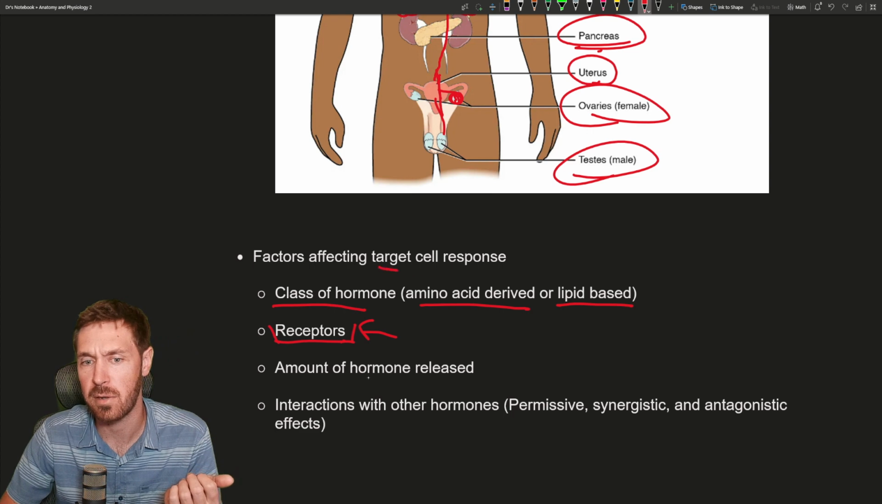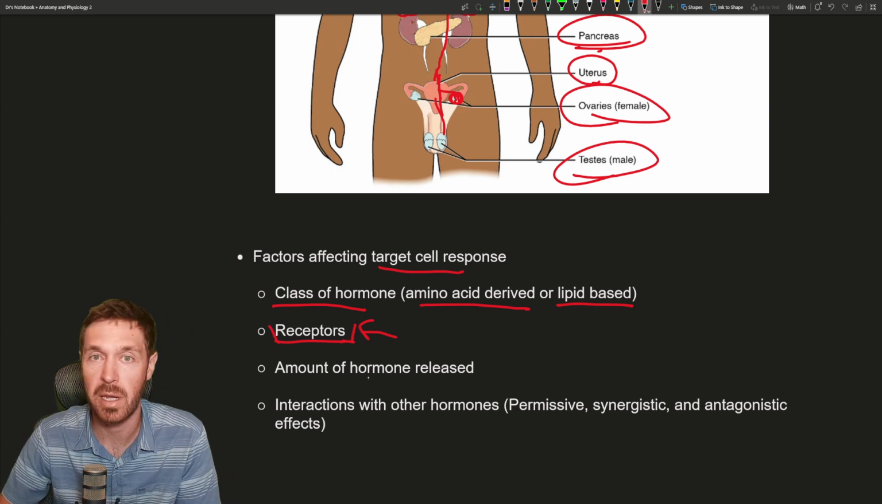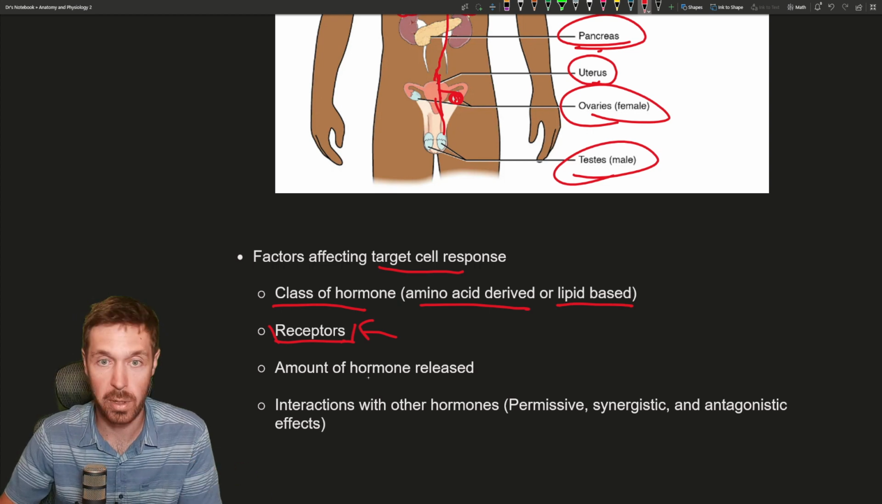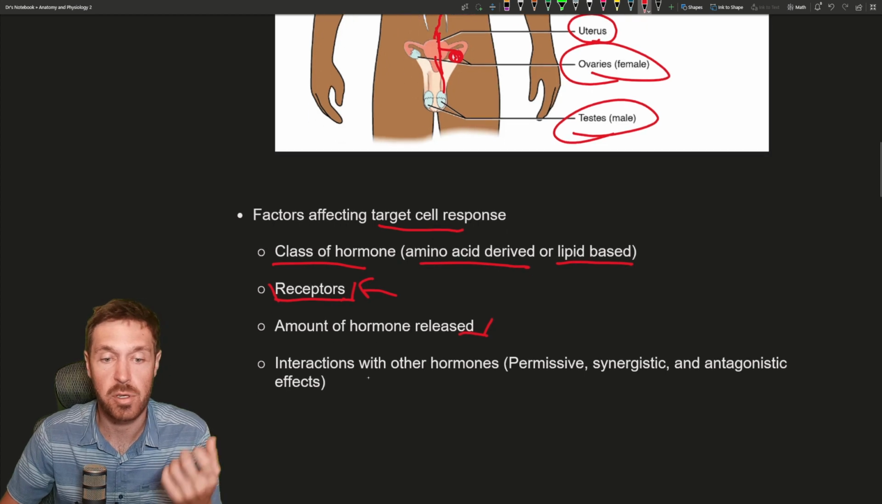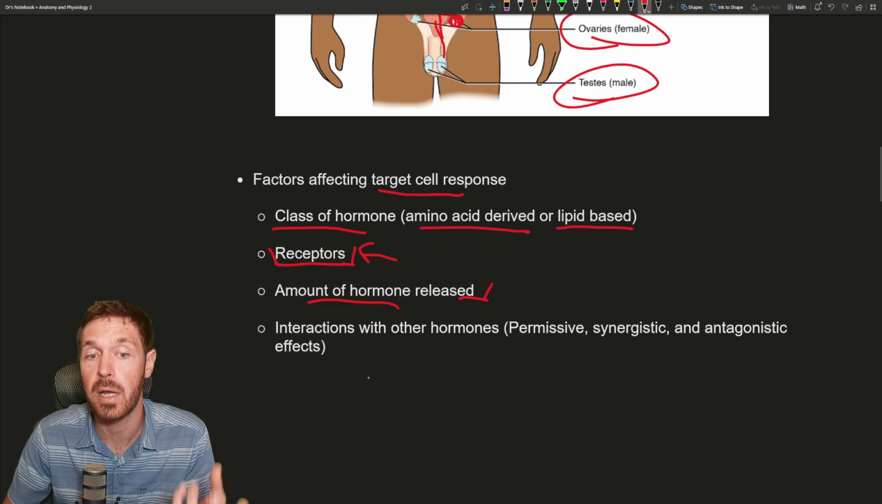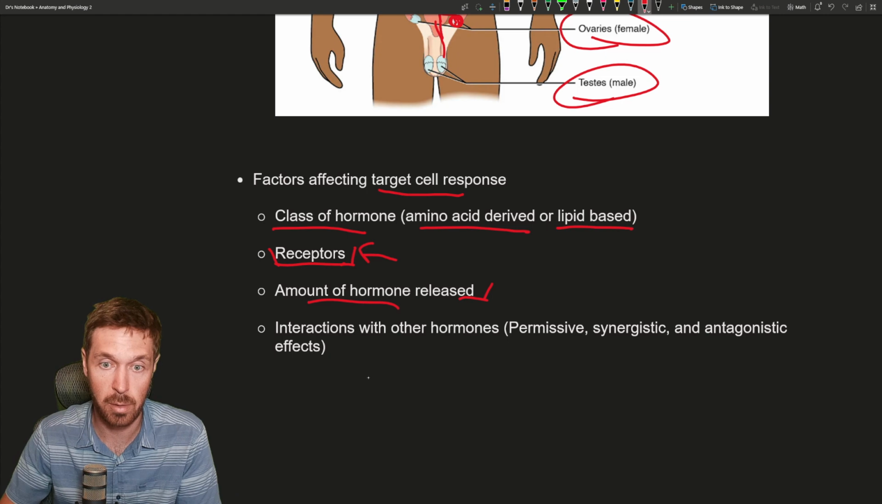Another thing that affects the target cell response is how many receptors it has. Say you don't release a ton of hormone, you can upregulate or downregulate the receptors on that target cell to make it more sensitive to that hormone. So you add more receptors, more likely to get a response. If you downregulate the receptors, you can shut down a response. And then you want to look at the amount of hormone released. If you release a ton of hormone, you're more than likely going to get a response even with a small amount of receptors. And then hormones also interact with other hormones.